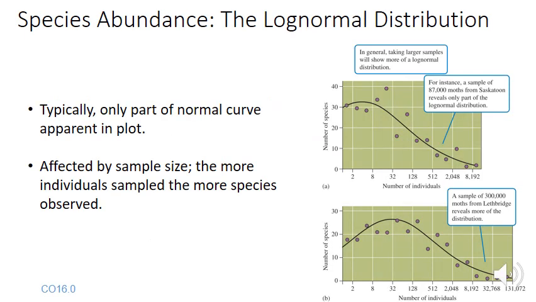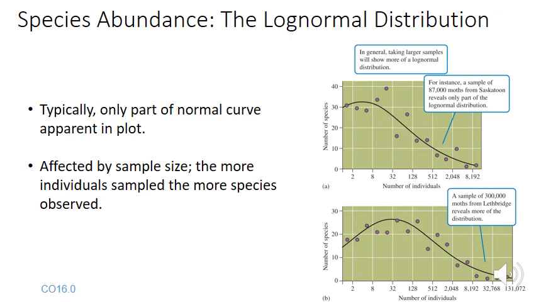So as Frank Preston continued to study these relationships, one thing he found was that in some of his samples, when he graphed them, it would only produce part of that bell-shaped curve. You can see the two graphs on the right. In the top graph, slightly less of that curve is displayed. That top graph comes from a collection of 87,000 moths in an area of Saskatoon, Saskatchewan, and the bottom graph comes from a sample of 300,000 moths from Lethbridge, Alberta. The larger sample of moths produced more of that graph.